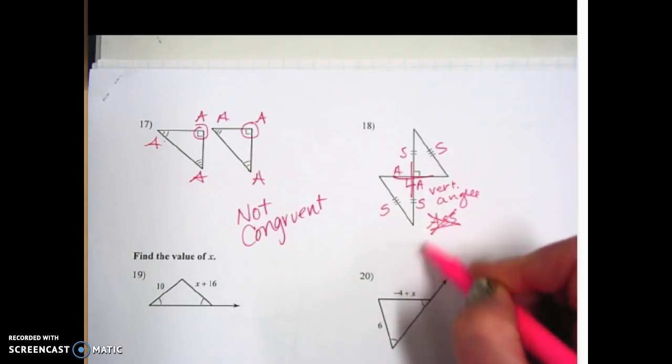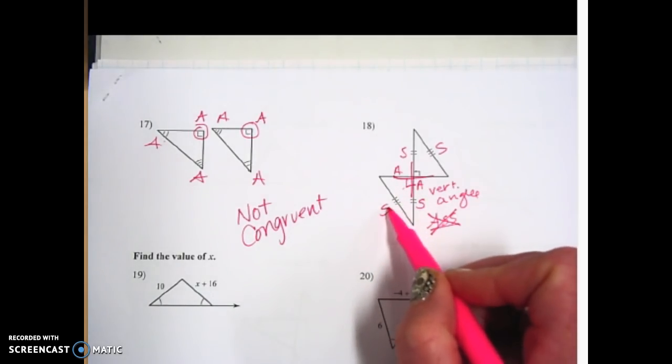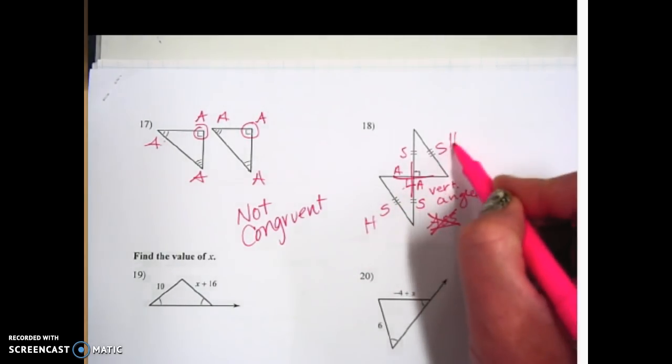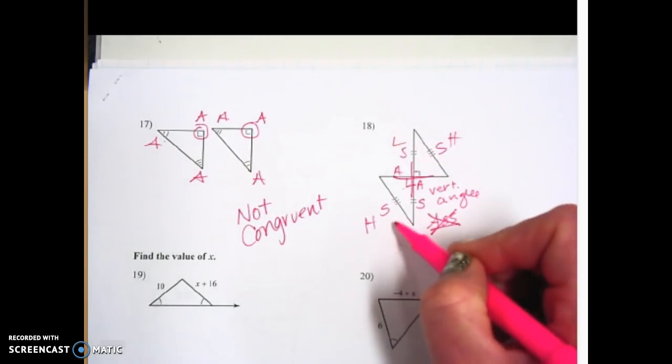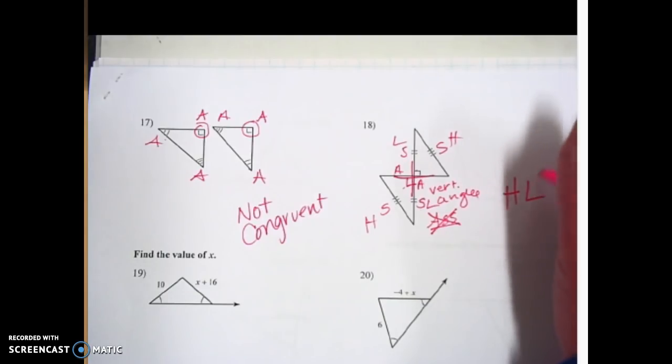So it is not congruent, but these are right triangles. So do we have a hypotenuse leg? Here's our hypotenuse and our hypotenuse. Here's our leg, and here's our leg. So these two are congruent by hypotenuse leg.